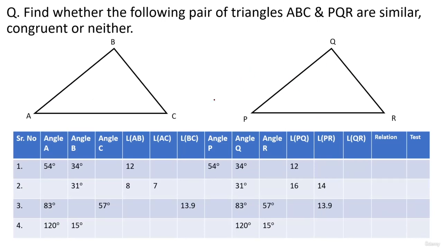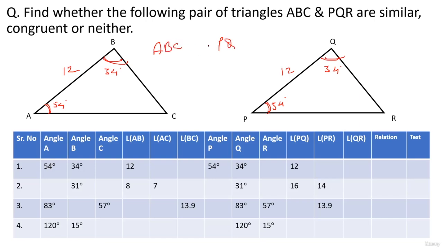All right, guys. The very first question says angle A is 54 degrees, angle B is 34 degrees, length of side AB is 12 units, right? And in triangle PQR, angle P is 54 degrees, angle Q is 34 degrees, and side PQ is 12 units. Now, guys, you can observe that the angles A and P are same. And the angles B and Q also are same.